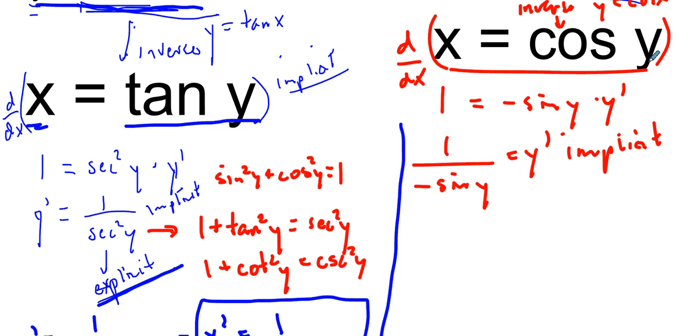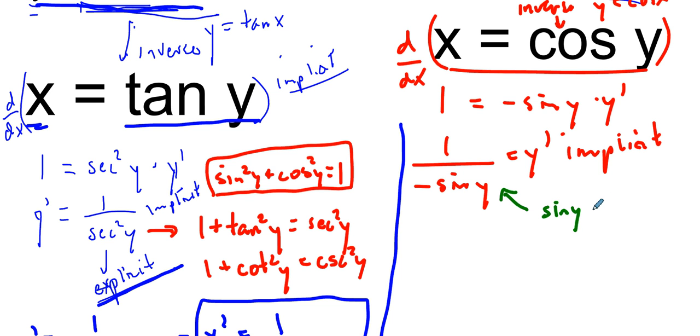Well, we know cosine of y, so can we change this sine of y into a cosine? Yes, we can. Looking at this trig identity, we know that sine of y, solving this, actually equals the square root, I'm just going to use the positive portion, of 1 minus cosine squared of y in this case.